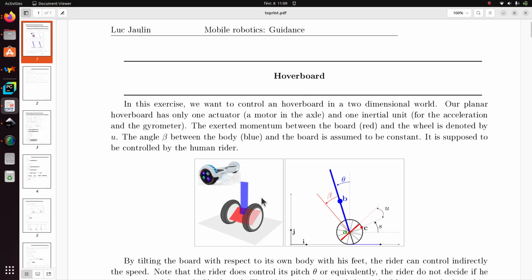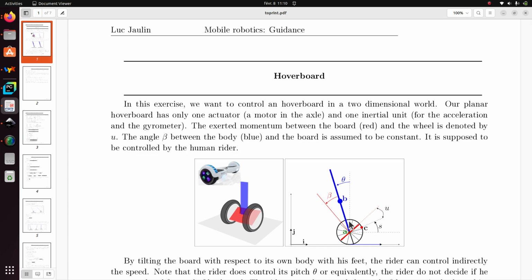Hoverboard. In this exercise we consider a hoverboard with a pendulum. Of course, the pendulum in practice is a human, and this hoverboard is purely two-dimensional, so we will not consider the three-dimensional aspect in this exercise. We have only one actuator, which is the motor between the wheel and the pendulum. And for the sensor we have an inertial unit.